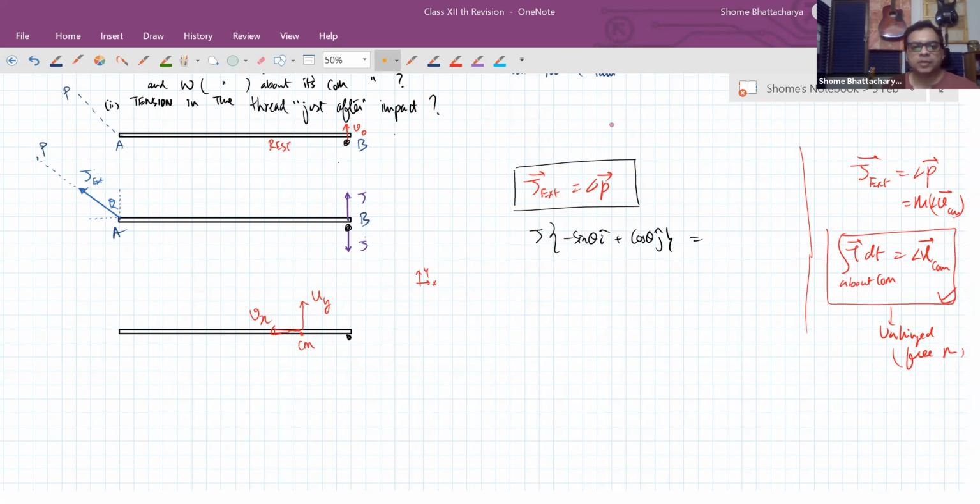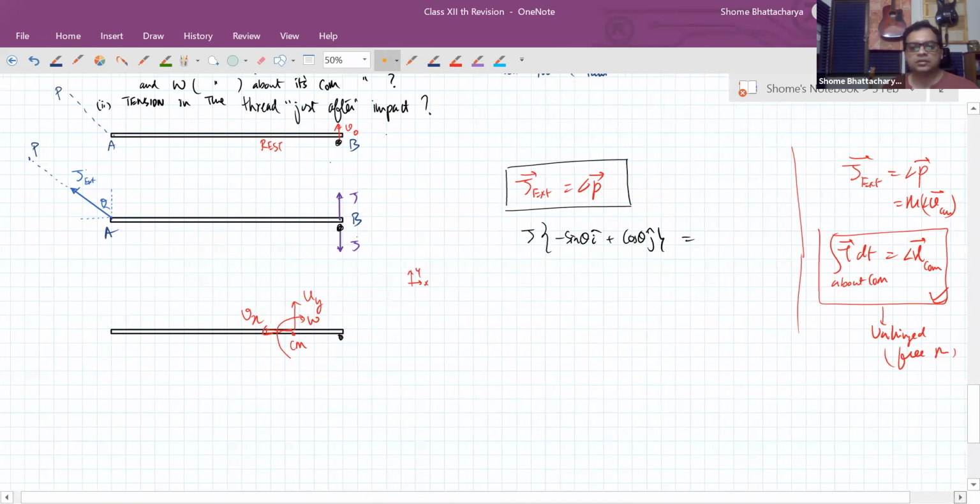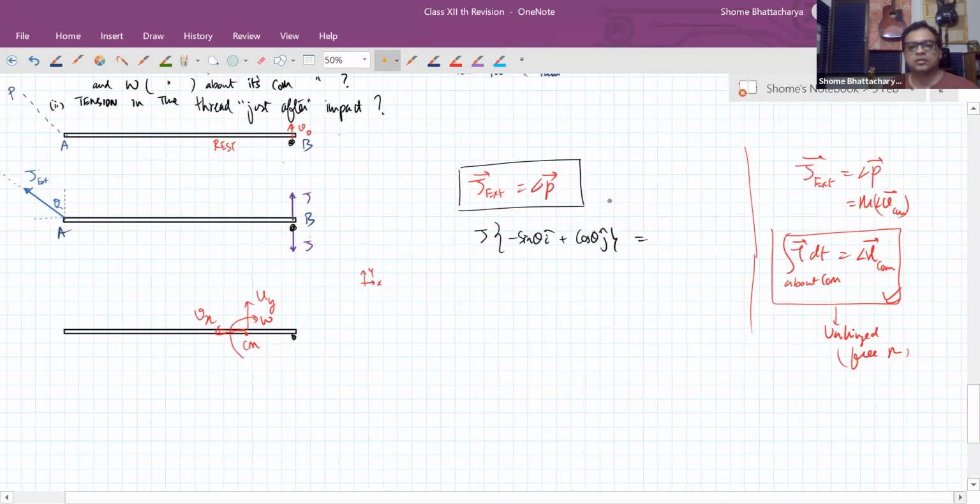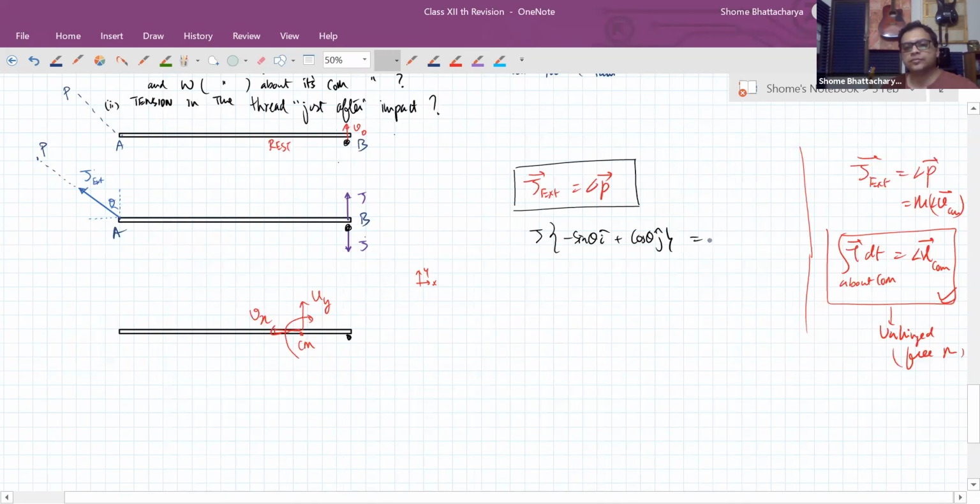Okay. So about this, there is going to be an omega like this. Okay. So this is going to be equal to the change in this. So this side we can write it equal to, I'm just writing it here, m into minus vx I cap plus vy j cap. Sorry, 2m, because that's the total mass, minus the initial momentum, which was m v naught j cap.